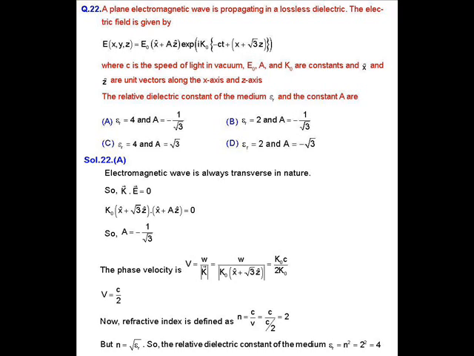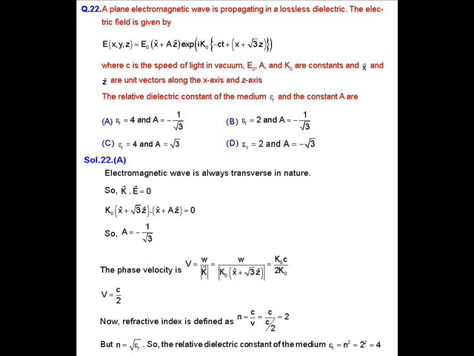Now, we also know that in electromagnetic waves, phase velocity V is equal to omega by k, where k is the wave vector. If we put again the value of the k vector, that is k naught (x cap plus root 3 z cap), we will get V equals k naught c by 2 k naught, or finally phase velocity V equals c by 2. We also know a relation for the refractive index, that is n equals c by v.